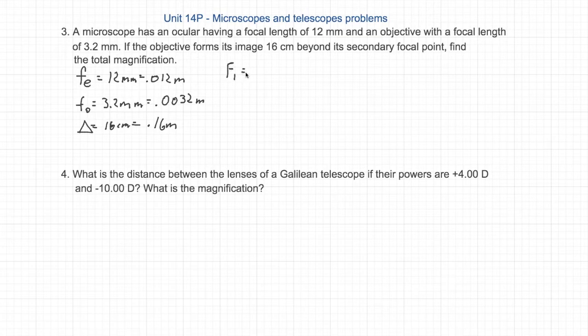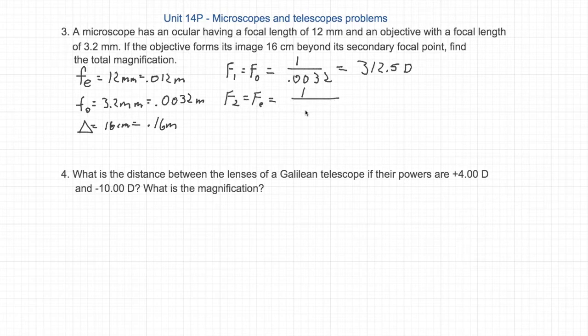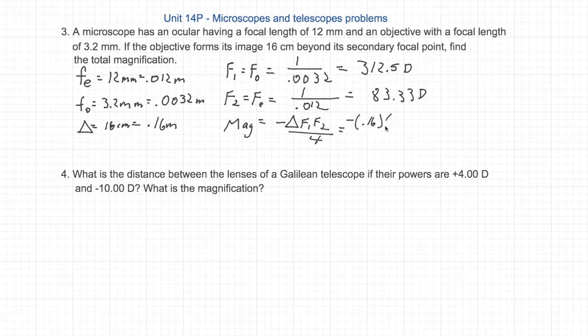So the power of the objective, which is f1, is 1 over 0.0032, and that equals 312.5 diopters. The power of the eyepiece or ocular, f2, is 1 over 0.012. That equals 83.33 diopters. Magnification is minus delta f1 f2 over 4, and we'll plug in our numbers.